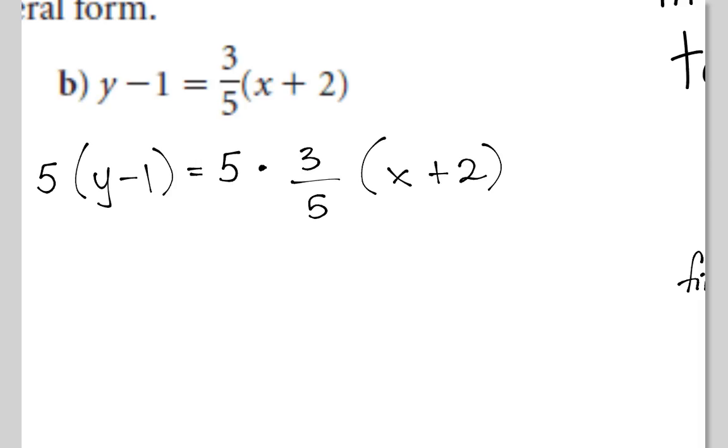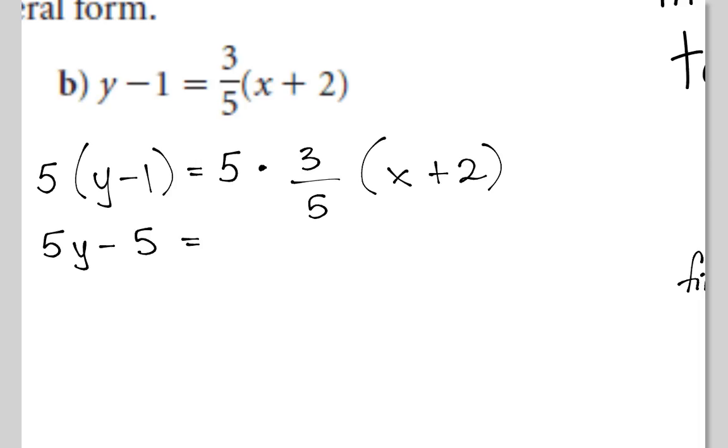The left side you're probably familiar with. This is just distribution. So what's the left going to be like? 5y take away 5. Now the right hand side will cause some confusion.